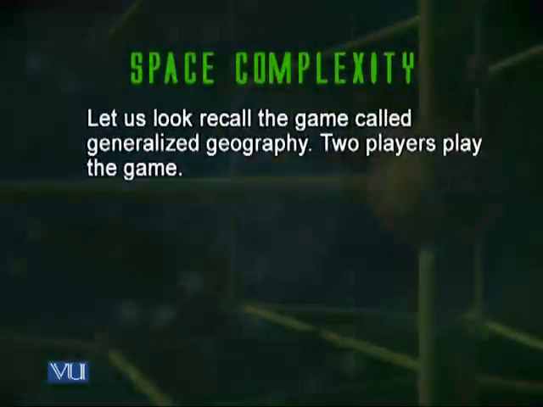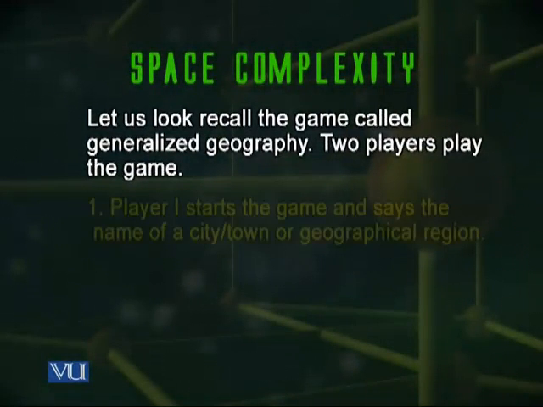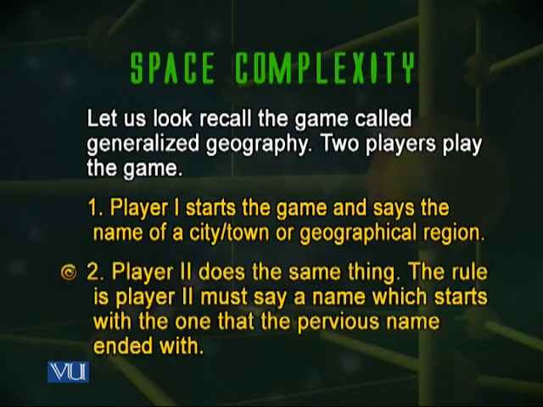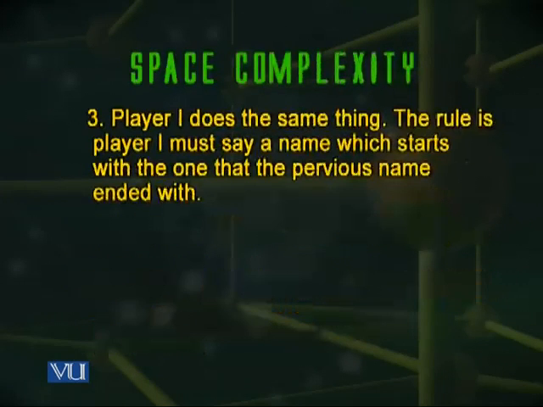Let's recall the game Geography. There are two players or two teams in the game, and the first player starts the game and says the name of a city or a town or a geographical region. Player 2 does the same thing. The rule is that player 2 must say a name which starts with the letter that the previous name ended with. Then player 1 does the same thing. Once again, one must say a name which starts with the letter that the previous name ended with, and so on.